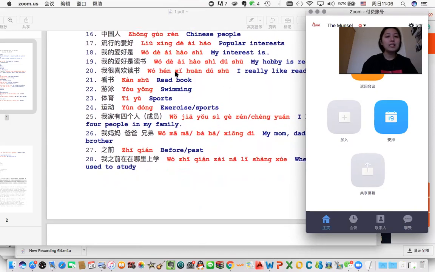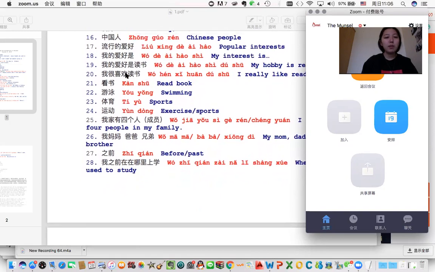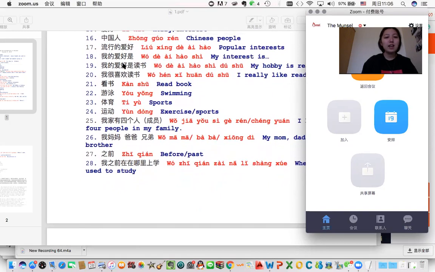So 我很喜欢读书 is I really like reading. You still remember what it's like. 喜欢 is like. 很 is very. So it's like I like reading very much, or I really like reading. 我很喜欢读书 is I really like reading.